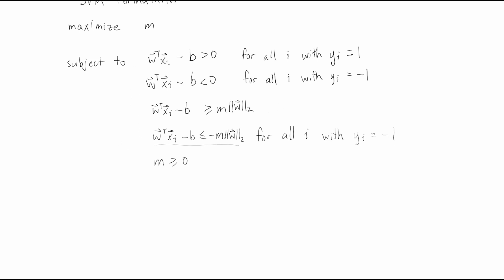And similarly, in the first case, we have that W transpose Xi minus B is greater than or equal to something non-negative. So this is only possible for all i with yi equals 1. And of course, we can remove the or we had earlier because we must be in one of these cases. These cases are mutually exclusive.